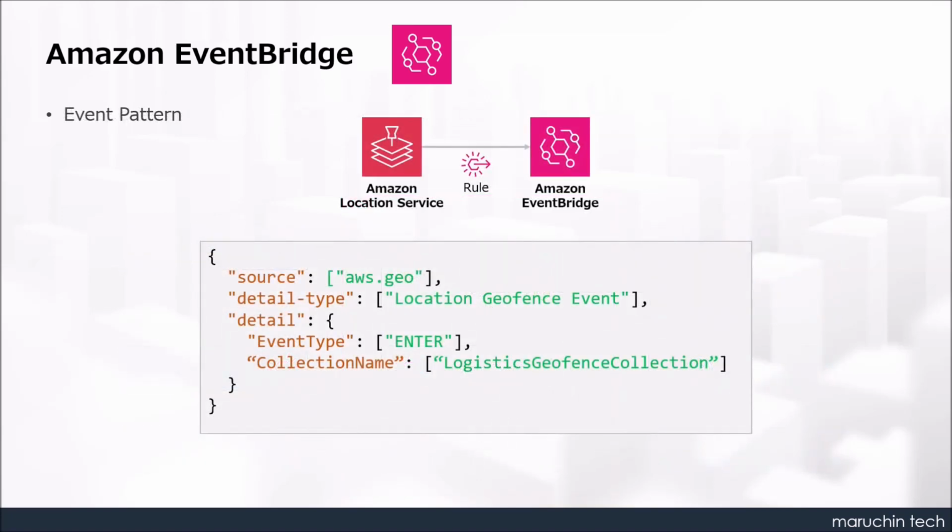In EventBridge, you can define an event pattern. This defines which resource and what type of event to listen for. In our case, we will configure it to detect the enter event from the Amazon Location Service geofence collection.